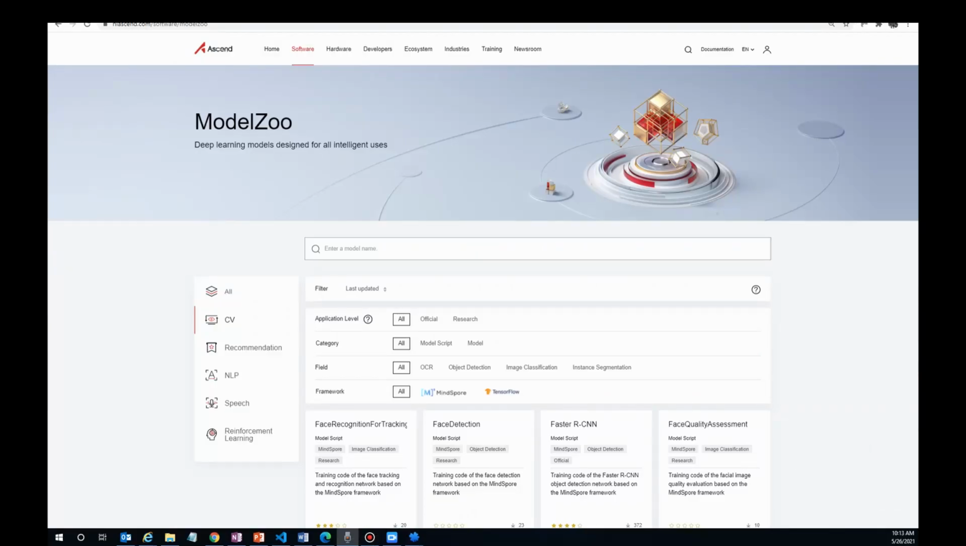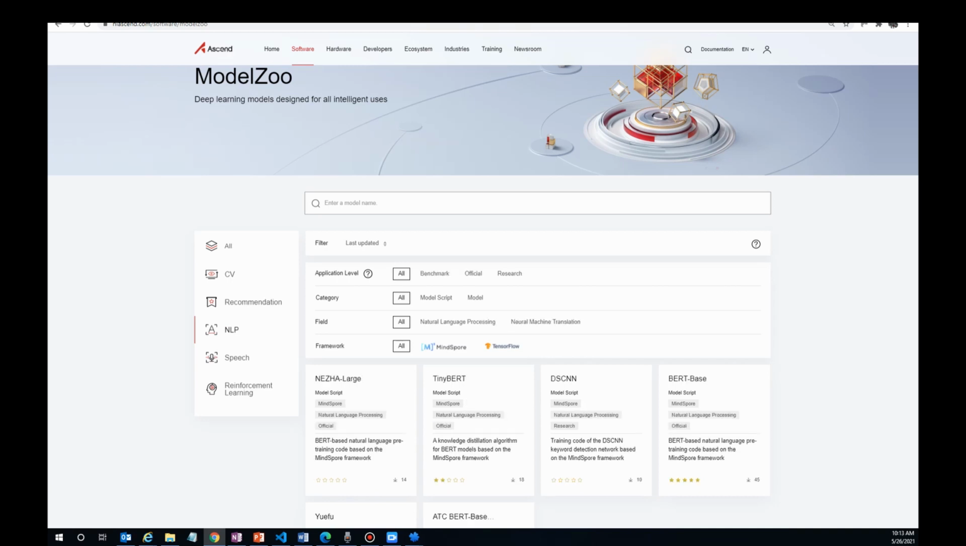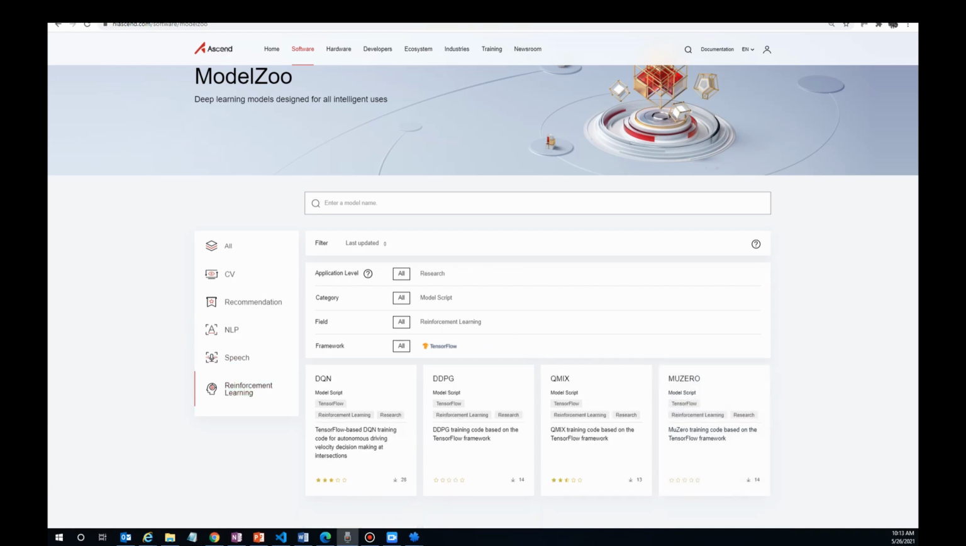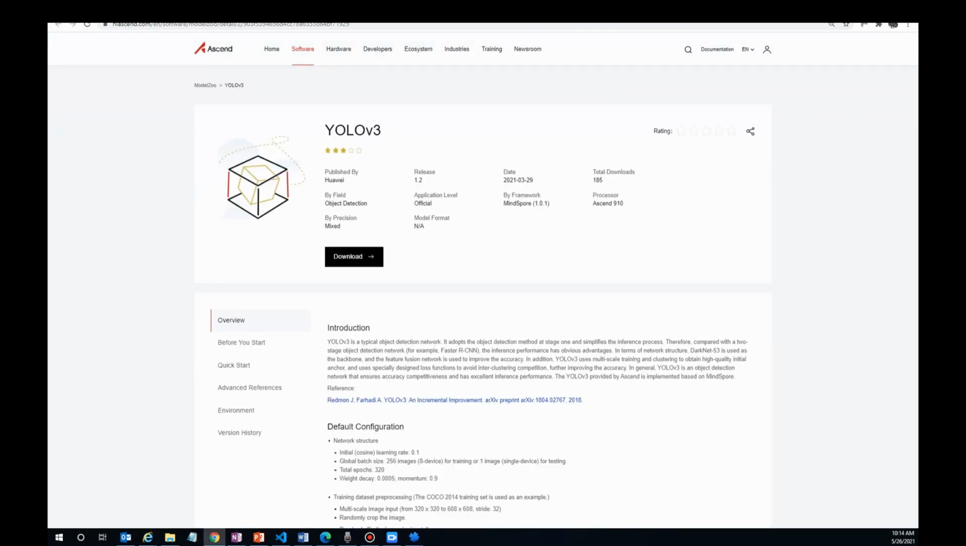The ModelZoo hosts a large number of well-known deep learning-based models spanning different domains such as computer vision, recommender systems, natural language processing, speech, and reinforcement learning. Let's first take a look at some of the available computer vision models.